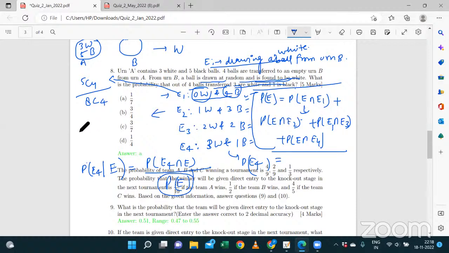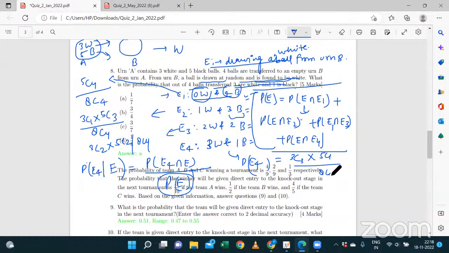For E2, 1 white, that means 3C1 and 5C3, correct? Because 3 black. So 3 from 5, 1 from this. In total, we are transferring 4 balls. For probability of E3, 2 white and 2 black, it will be 3C2 into 5C2 divided by 8C4. And for E4, it will be 3C3 into 5C1 divided by 8C4.